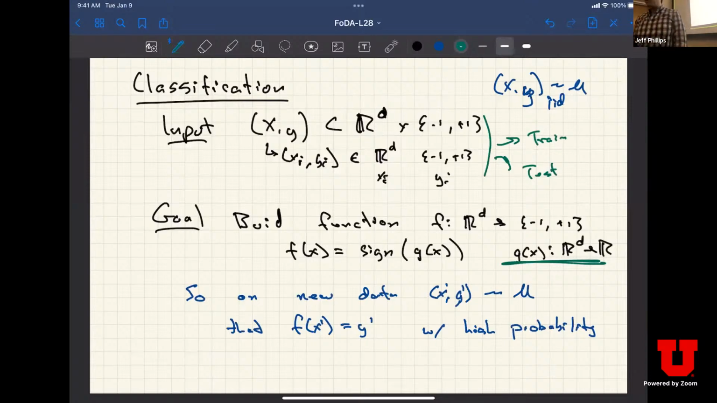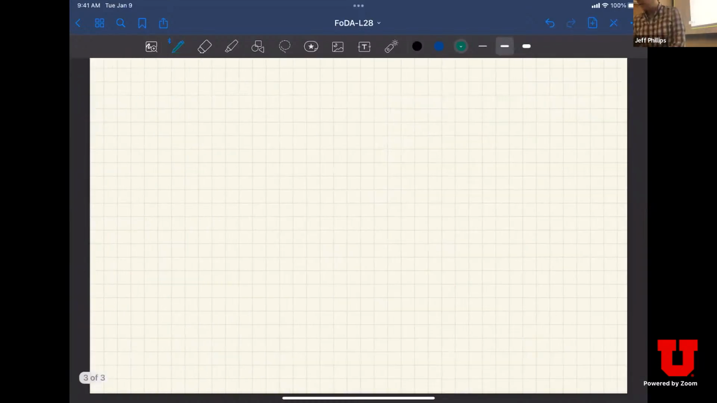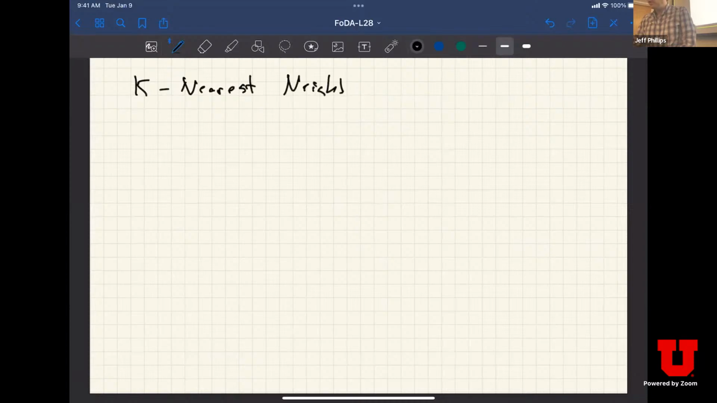Okay, so this is the big picture for classification. I'm going to talk about a variety of other approaches to this problem. Given that this is our general goal, we don't need to go through this function g of x anymore. So the first variant I want to talk about is the k nearest neighbor classifier.